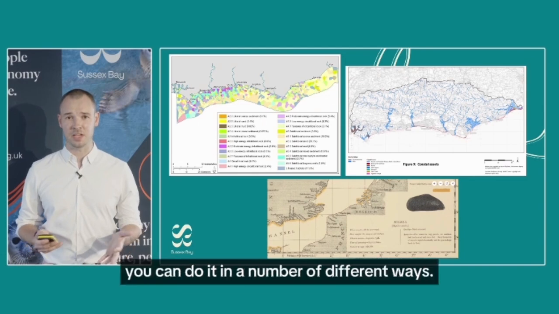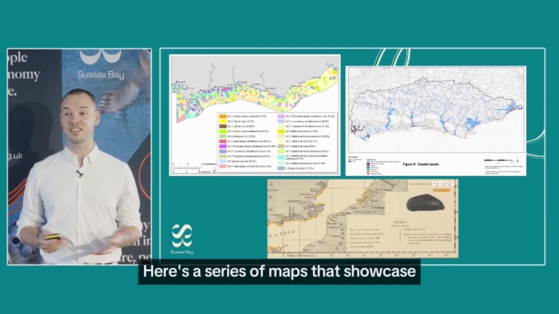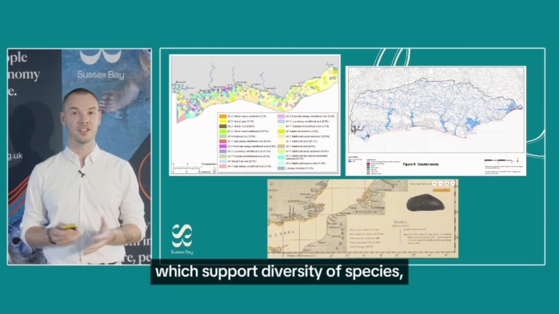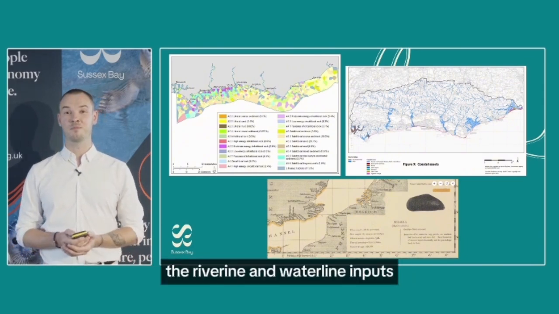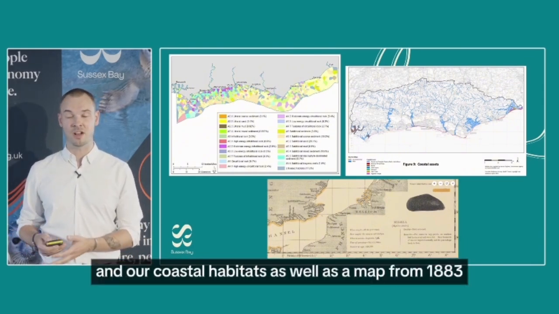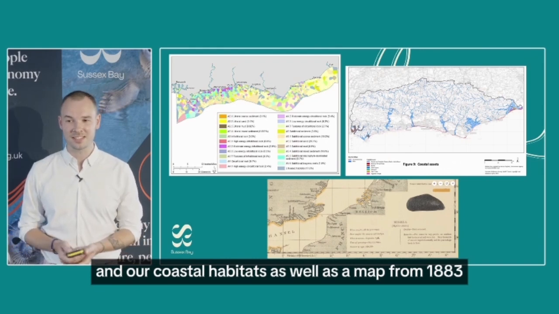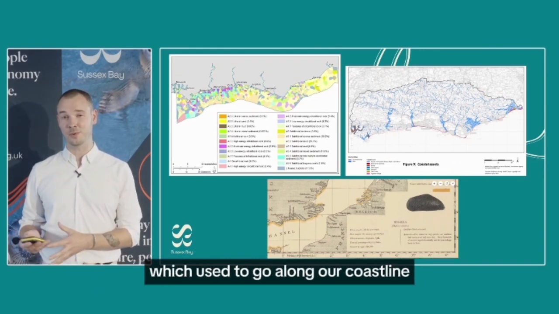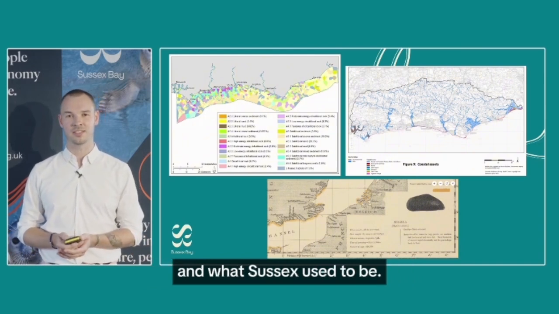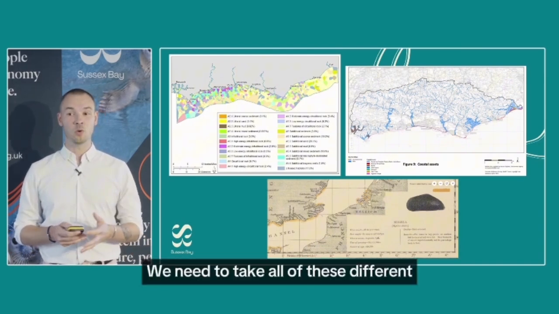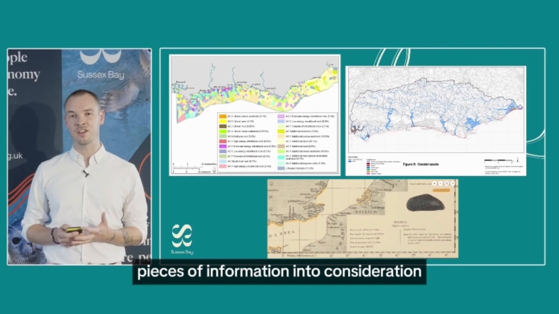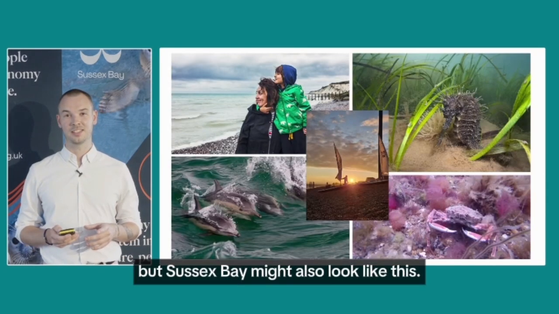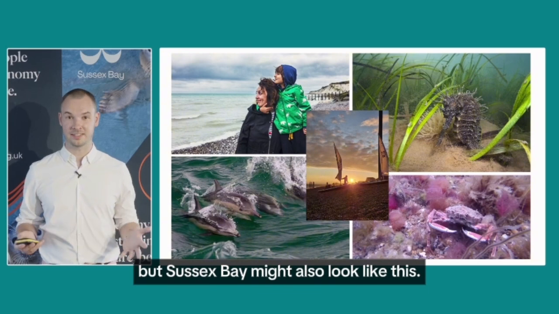Well, to look at Sussex Bay, you can do it in a number of different ways. Here's a series of maps that showcase the diversity of our seabeds, which support diversity of species, the riverine and waterine inputs and our coastal habitats, as well as a map from 1883, which shows the blue mussel reef, which used to go along our coastline and what Sussex used to be. We need to take all of these different pieces of information into consideration as we start to plan for the future.